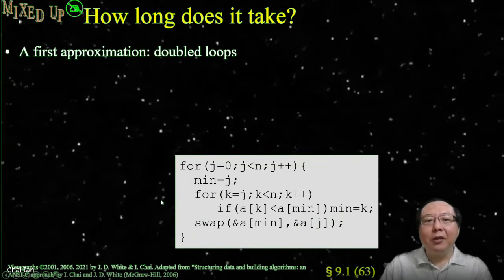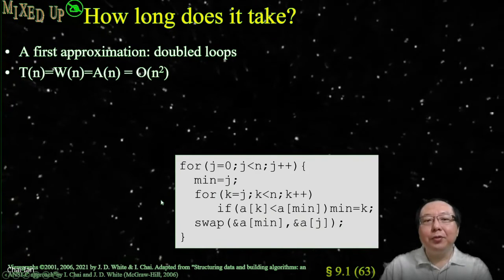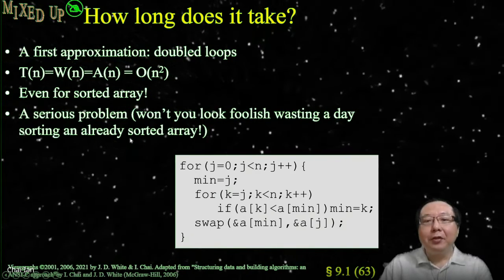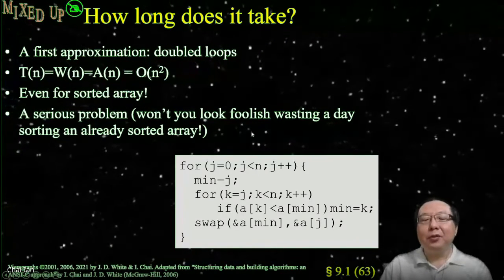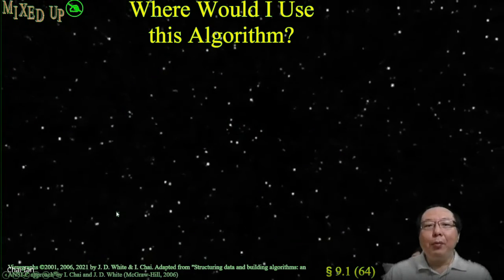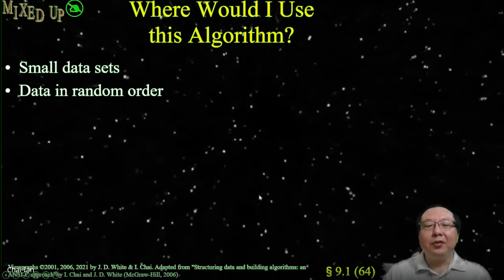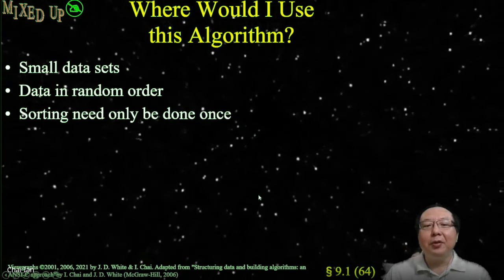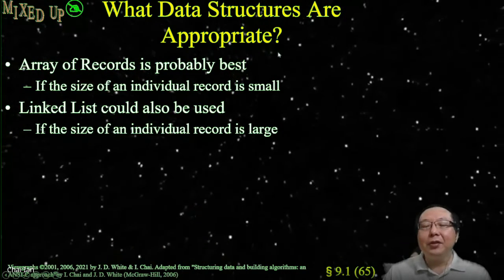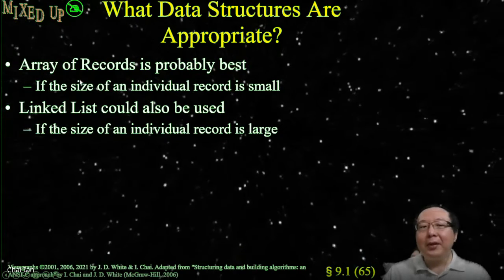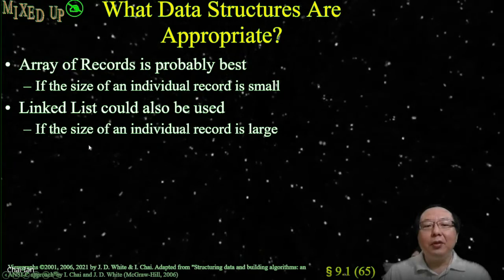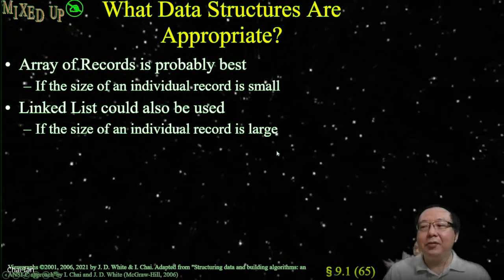So how long does this take? Again, we have double loops, so it's going to be in the order of n squared, even for a sorted array. So this is a serious problem because you'd be wasting your time sorting through a sorted array. So you would use this algorithm only if there's a small data set, data is already in a random order, and sorting needs only to be done once. And what kind of data structure? Array of records is probably best if the size of an individual record is small, and linked list could also be used if the size of an individual record is large.